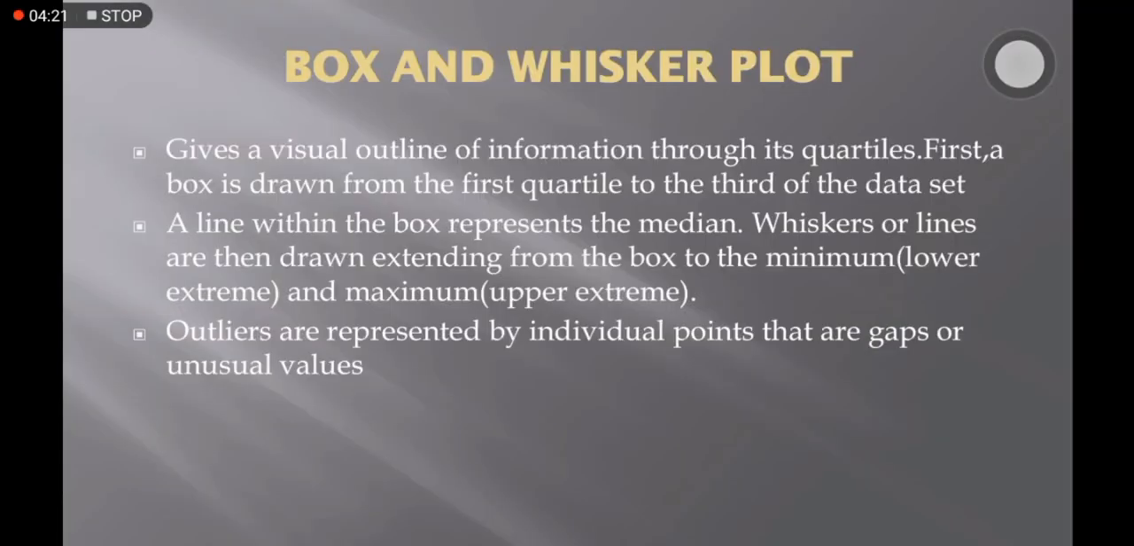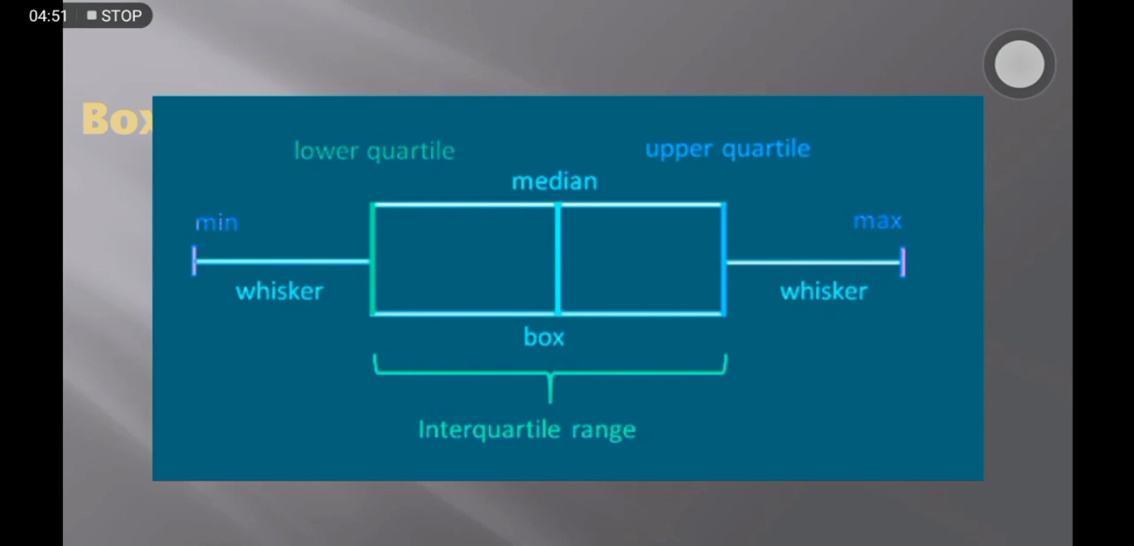Then we go next to the box and whisker plot. It gives a visual outline of information through its quartiles. First, a box is drawn from the first quartile to the third quartile of the dataset. A line within the box represents the median. Whiskers, or lines, are then drawn extending from the box to the minimum, the lower extreme, and then the maximum, the upper extreme. Outliers are then represented by individual points that are gaps or unusual values. There is the box and whisker plot.